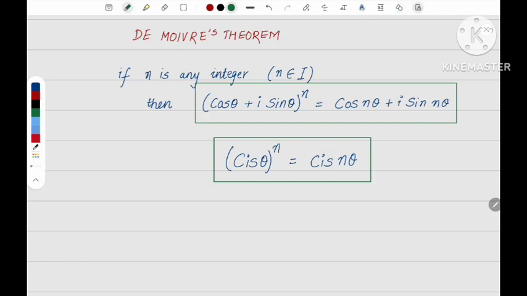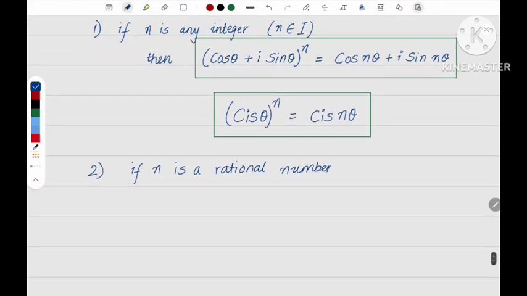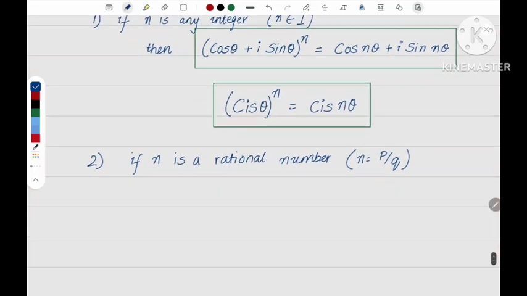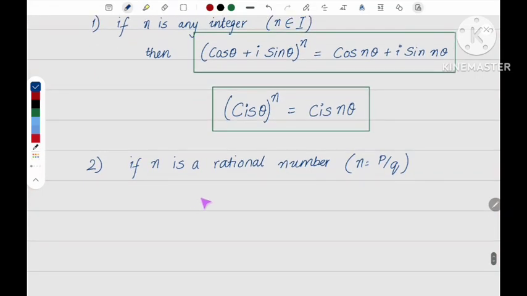So this was the first version of De Moivre's theorem. Second, so I will call it first version. Second is, if n is a rational number, let us say n is equal to p by q. So when I raise cis theta, I will not write now cos theta plus i sin theta. I'll just write cis theta.